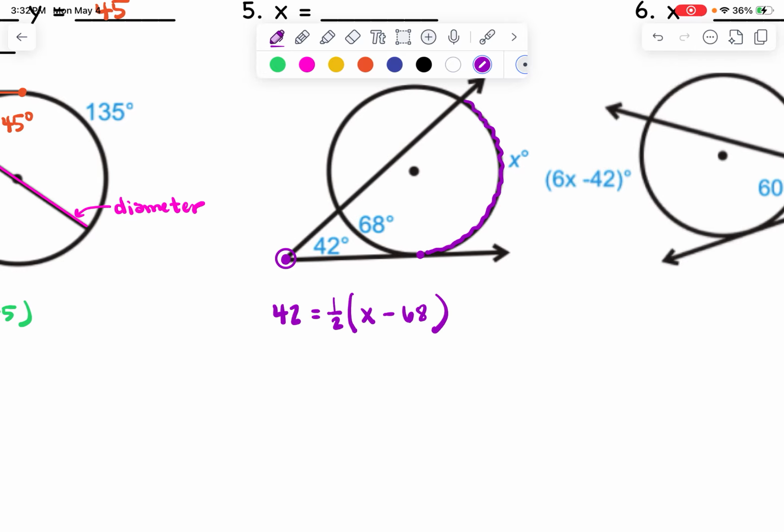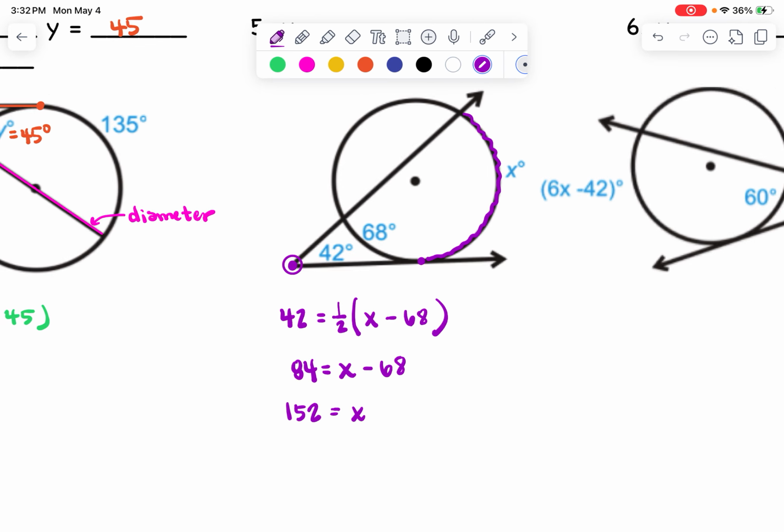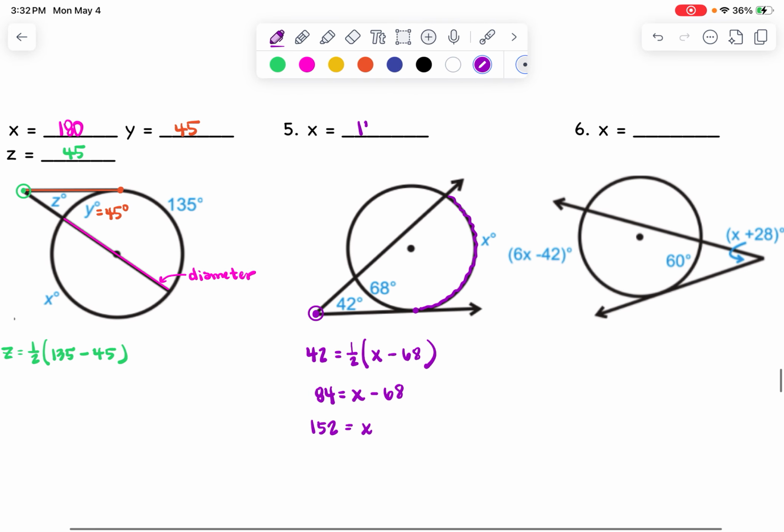I would just multiply by 2 on both sides to get rid of the fraction, which also allows me to drop the parentheses. And then I can just add that 68 to the other side, and I'm getting 152. And that looks about right. Not that it needs to look right, because a lot of your pictures are not going to be drawn to scale, but you can kind of determine that.